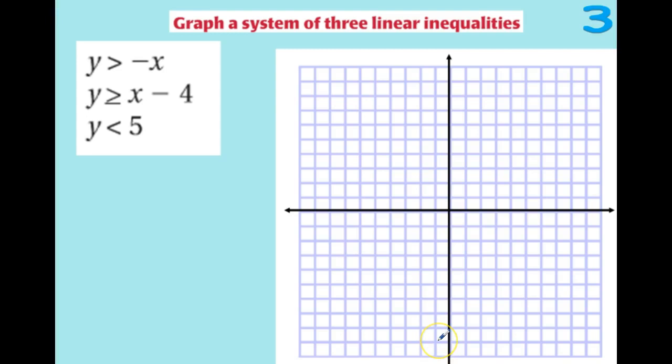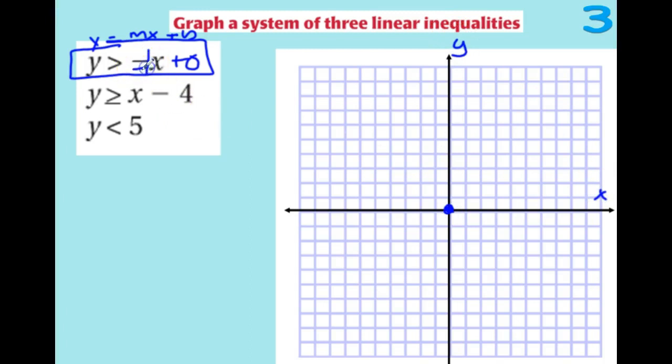I would like for you to try this one on your own and then click play to see if you get it right. We have y is greater than negative x. It's really a negative 1x, and this is really in the form y equals mx plus b, meaning b is really just 0.